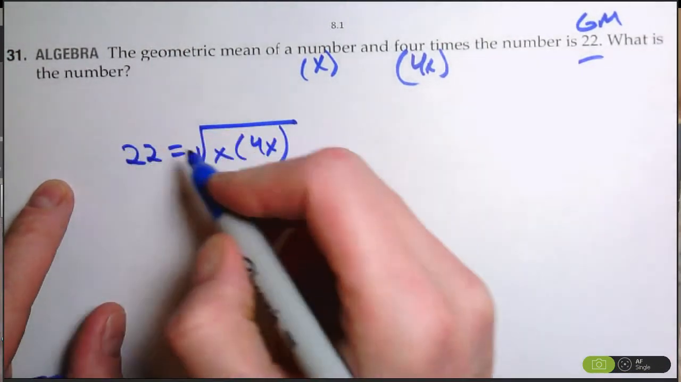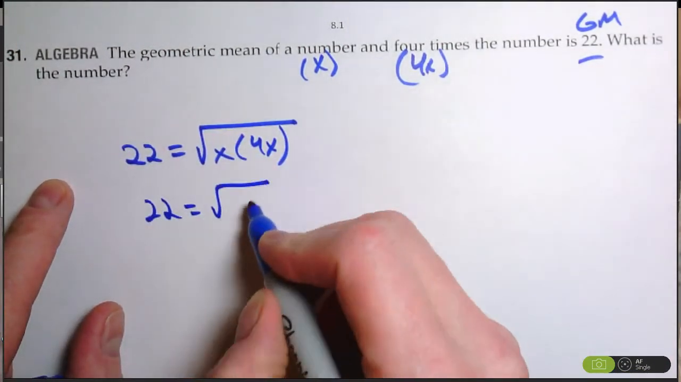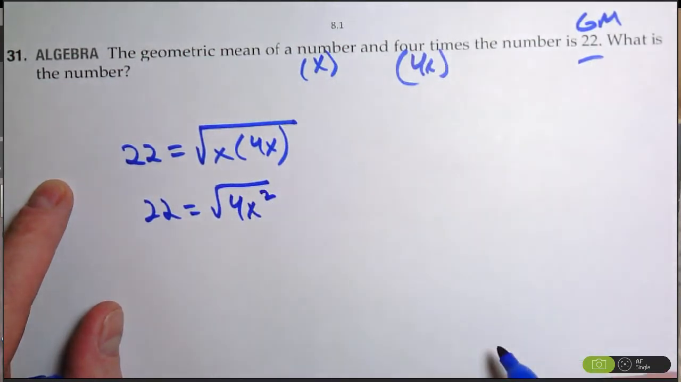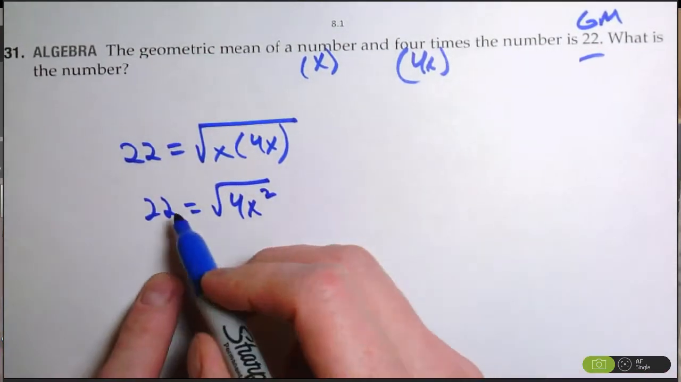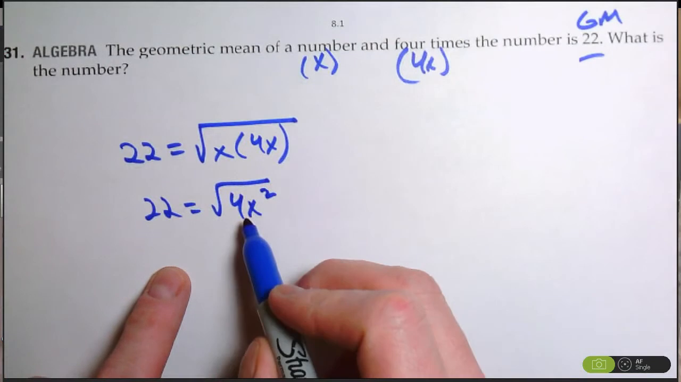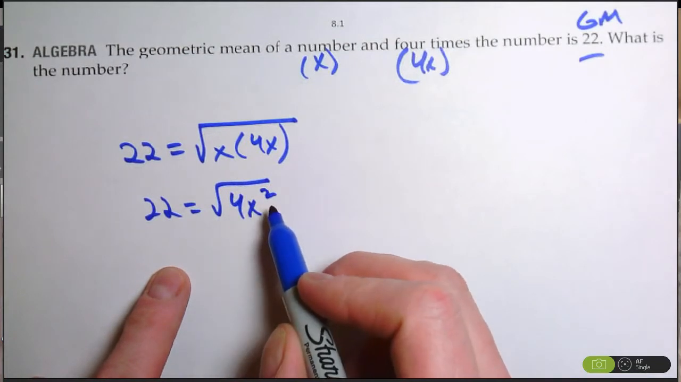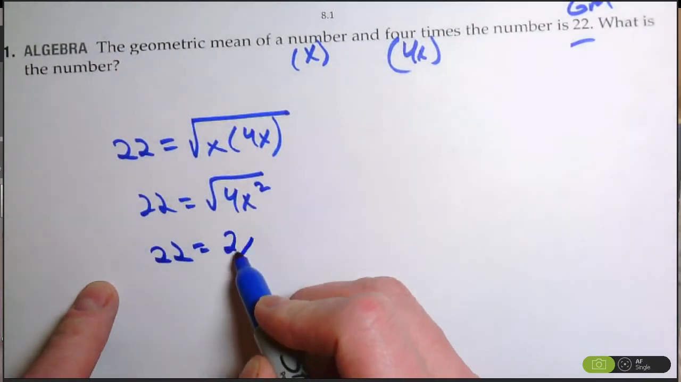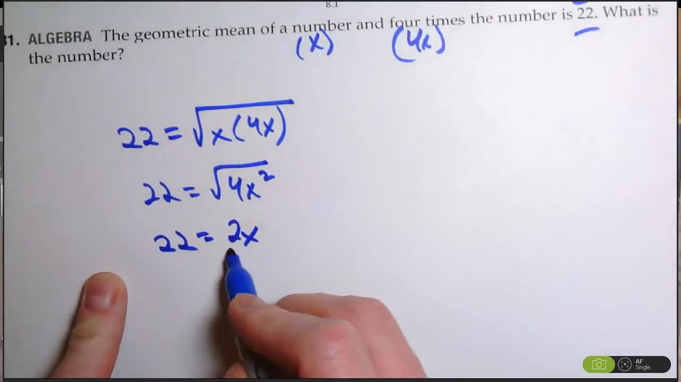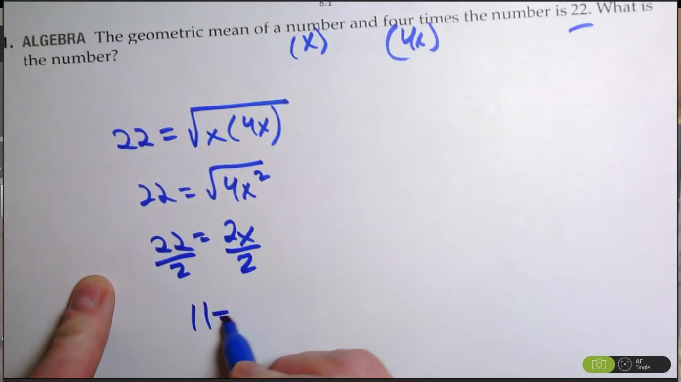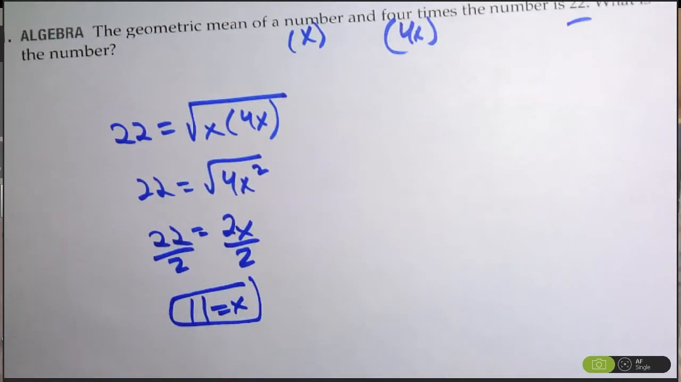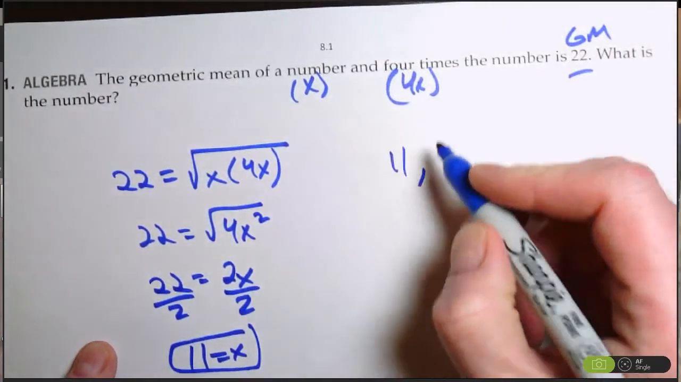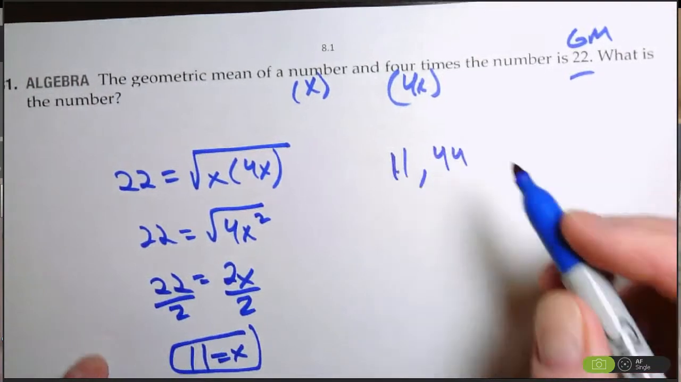So I will simplify that. 22 equals the square root of 4x squared. And at this point you could square both sides, but they did this on purpose, that 4 and x squared both have square roots. Square root of 4 is 2, square root of x squared is x, and now divide by 2. 11 is x. So the number is 11, and 4 times itself is 44.